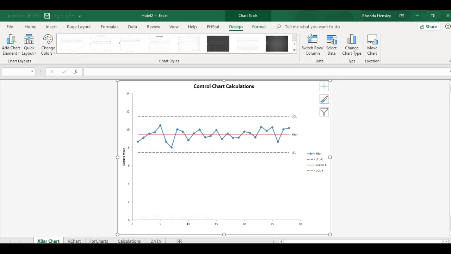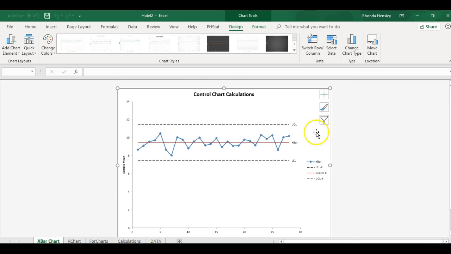There's my XBAR chart. And you'll notice it's set up the same way. Has a center line, little red line. It has the upper and the lower control limits, and then the blue is where it's plotted out each one of my 28 observations. And they're well within the limits also. So my conclusion at this point is there's no problem with my control chart calculations. So I would go ahead and use this data.